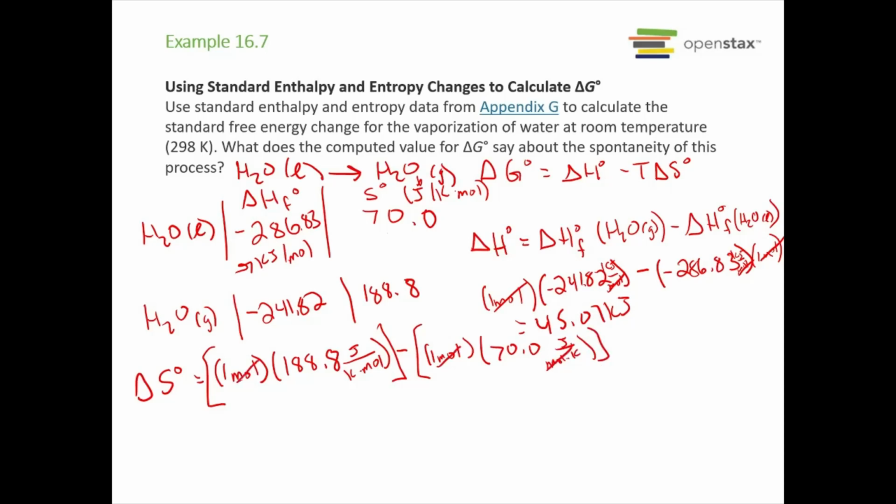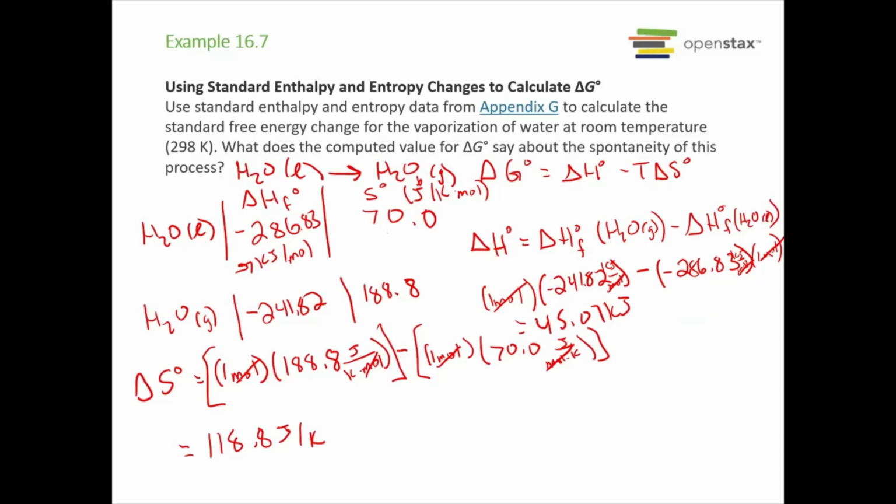See, moles, moles, moles. And so then this comes out to be 118.8 joules per Kelvin. Okay, and then we know delta G equals delta H minus T delta S. So notice that when we calculated delta H, we got just kilojoules, which we can go ahead and rewrite as 45.01 times 10 to the third joules. Or actually, now we'll change the other one to kilojoules. It doesn't really matter.